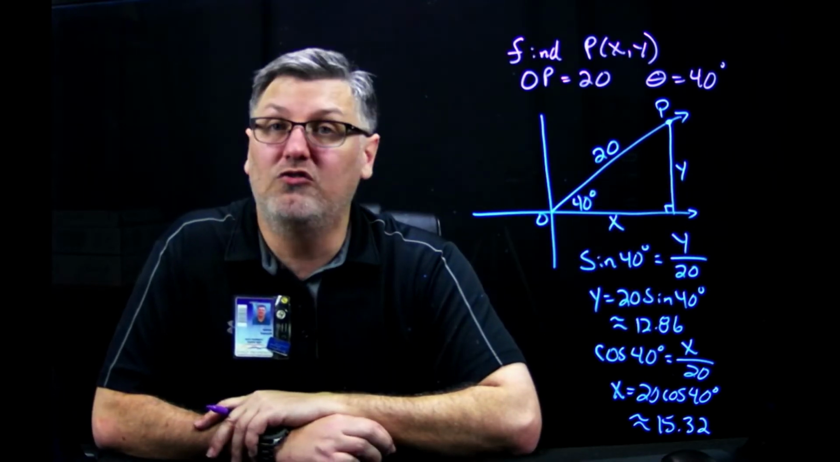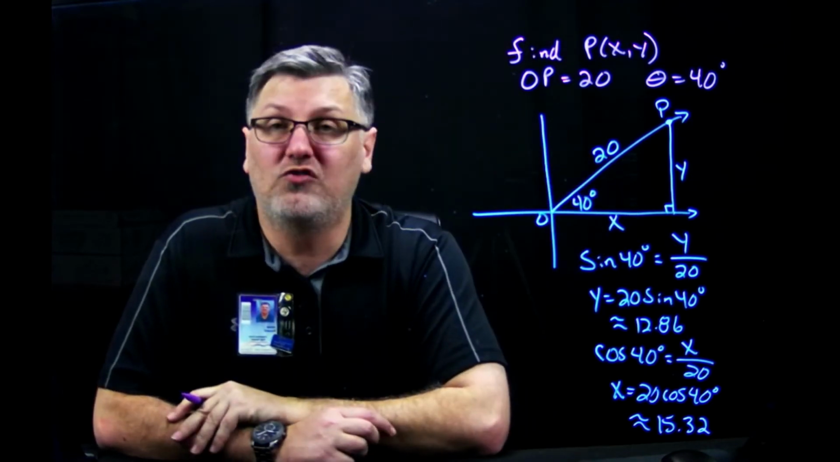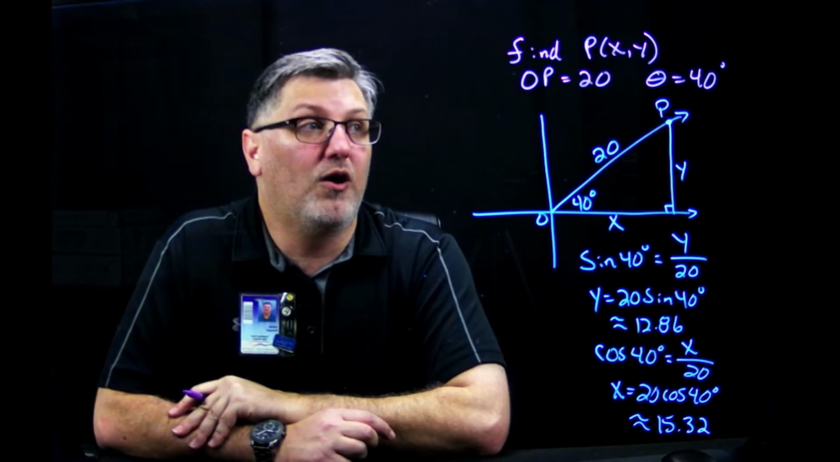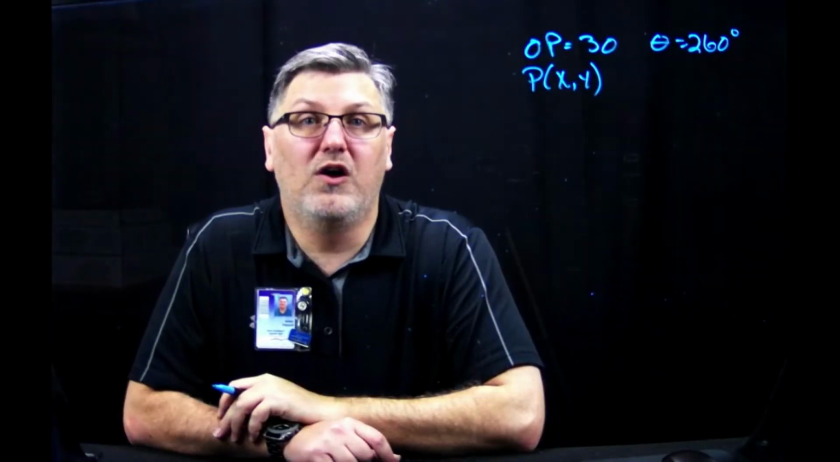So that's how you would use sine and cosine in reference with a reference triangle from an angle in standard position to actually find the coordinates of point P. All right, let's work another example.